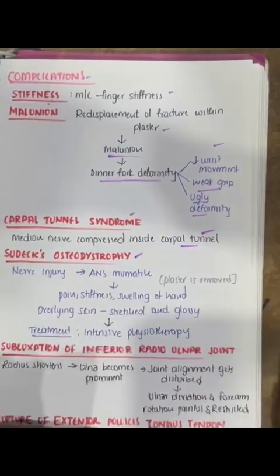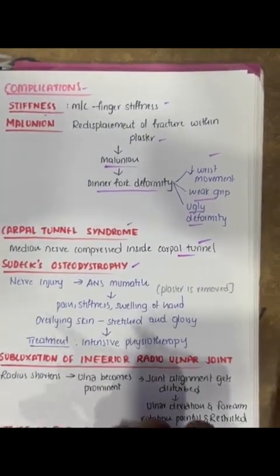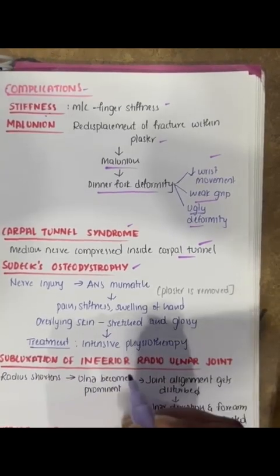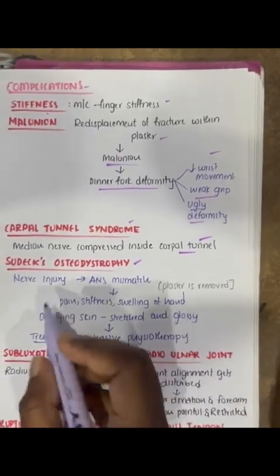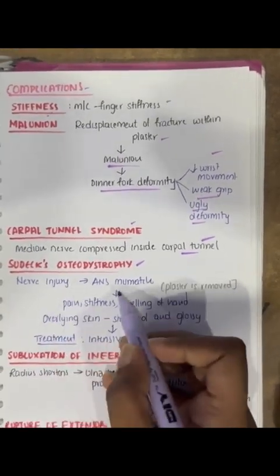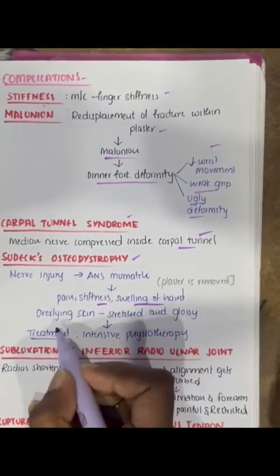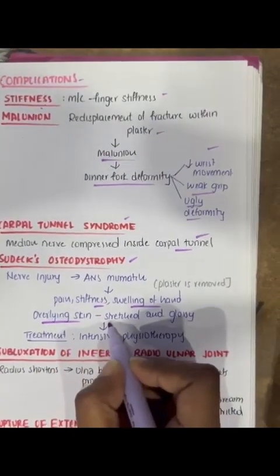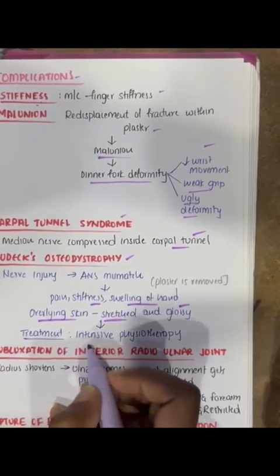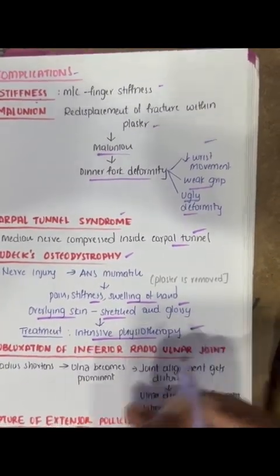Next one is Sudeck's dystrophy, osteodystrophy. This is also called complex regional pain syndrome. Because of the nerve and autonomic disturbance, the patient develops pain, stiffness, swelling of the hand, and also the overlying skin is stretched and glossy. So the treatment here is intensive physiotherapy.